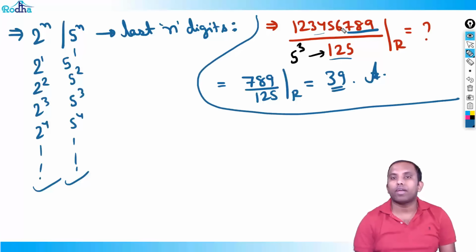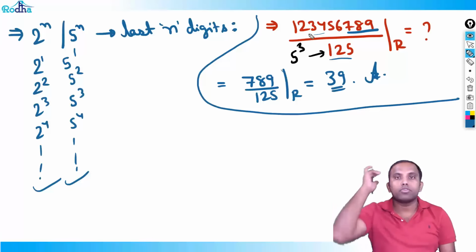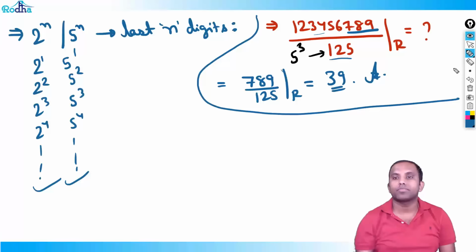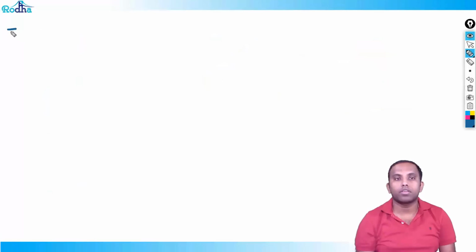Okay. So 1, 2, 3, 4, 5, 6, 7, 8, 9 divided by 125. What is the remainder? The remainder is 39. That's it. So 125 means 5 cube, and I'm looking for just the last 3 digits. Very simple.